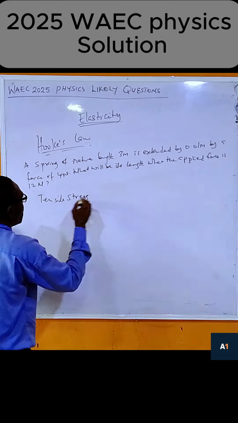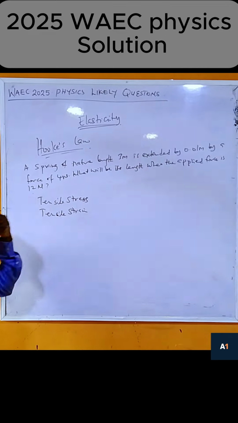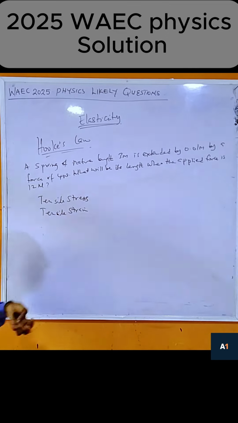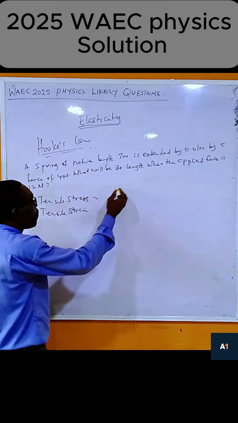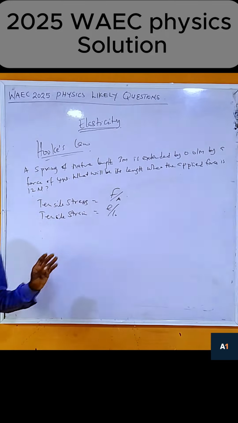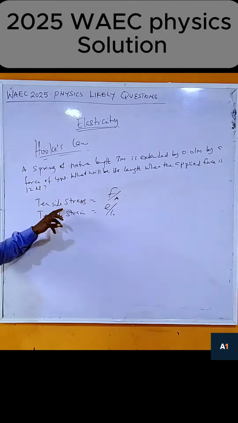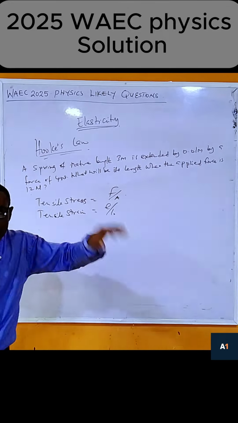Stress and tensile strain. Now, I will not talk too much. I will write it in mathematical form. So, tensile stress is equal to force over area. Then the tensile strain is equal to extension over original length. That is the definition.